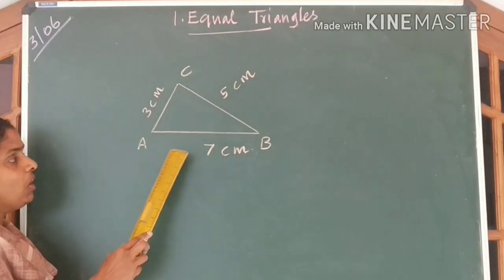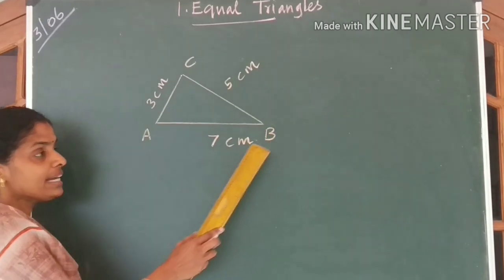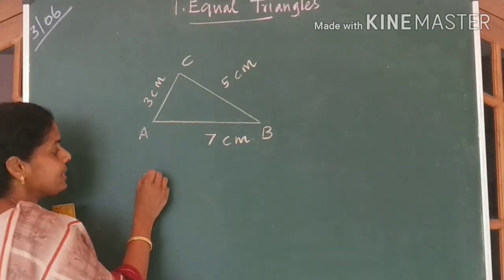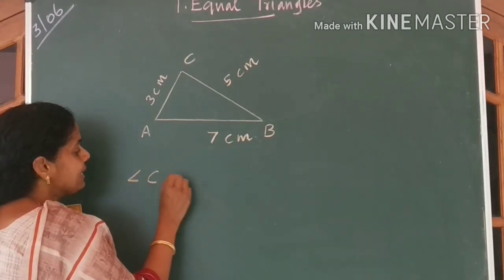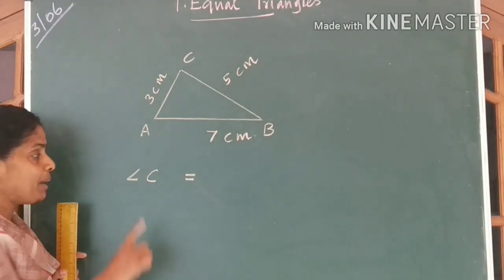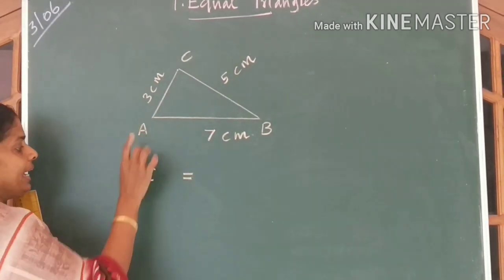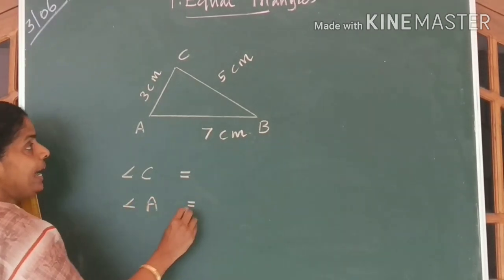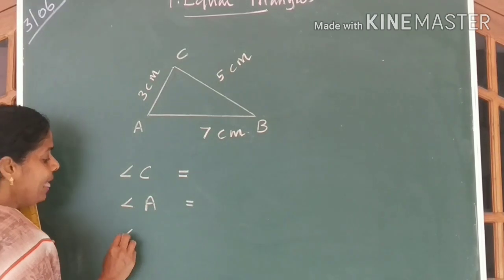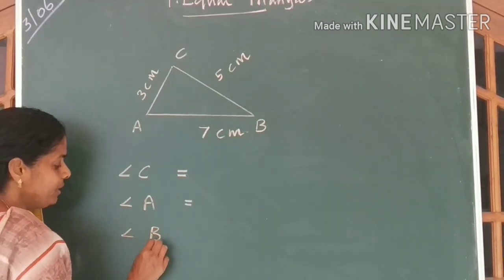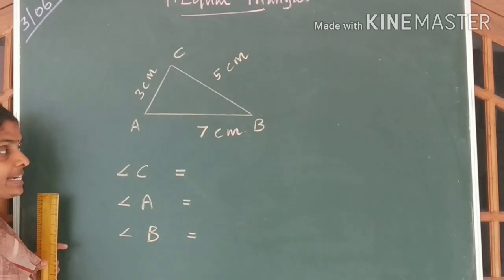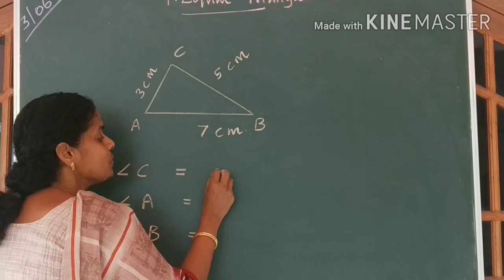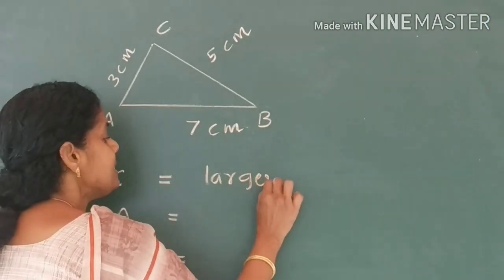Is it clear? Opposite to the longest side 7 cm, you have to do like this. You have to measure angle C. Draw the figure and measure the angle C. Again, you have to measure angle A and also you have to measure angle B. From this, what you are going to understand, opposite to 7 cm, you are going to get the largest angle.